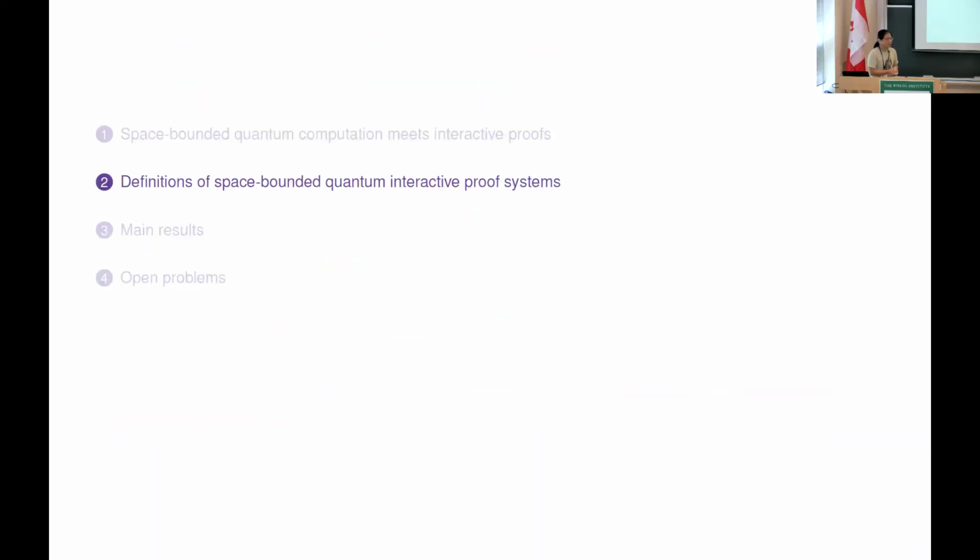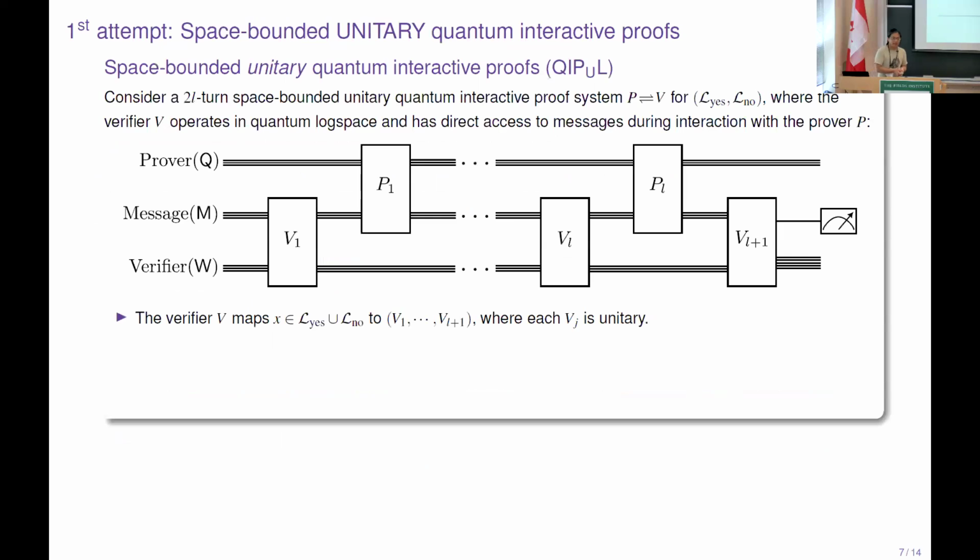Now I'm going to move to defining such a proof system, and there will be several subtleties. Our first attempt is to do something exactly the same as the time-bounded case. So we define a space-bounded unitary quantum interactive proof system. Here, even the picture looks the same as the one in QIP. The verifier's actions can only use unitary quantum circuits, and both the message register M and the verifier's private register W can only use log n qubits. That's the meaning of space-bounded.